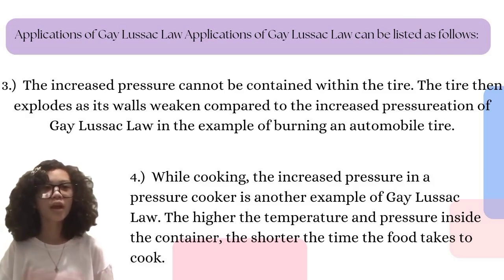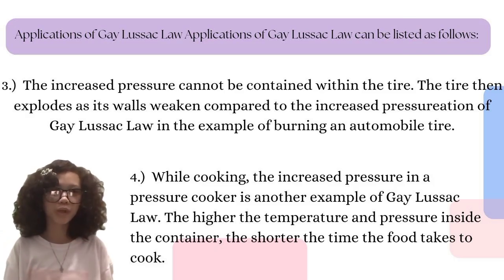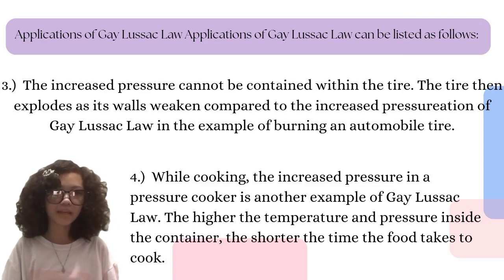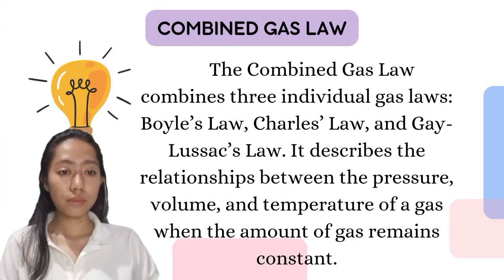Number 4. While cooking, the increased pressure in a pressure cooker is another example of Gay-Lussac's law. As the contents of the pressure cooker are heated, the gases trapped inside, such as the steam, exert pressure. This is because the temperature of the gases is directly proportional to the pressure exerted. This causes the steam to be released through an external part of the pressure cooker. The higher the temperature and pressure inside the container, the shorter the time the food will cook.